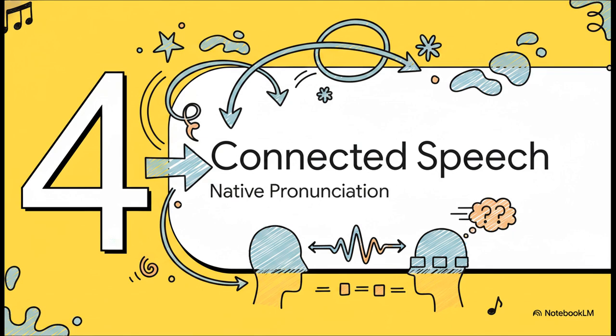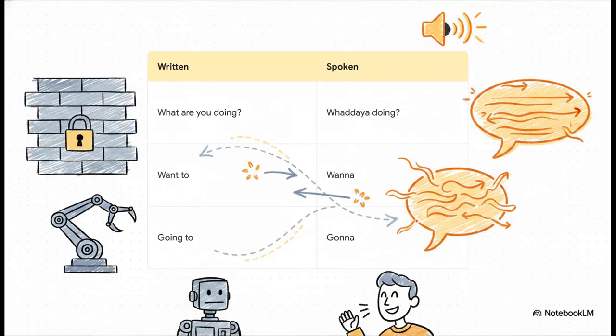All right, on to part 4, mastering connected speech. This is, for sure, the secret to native pronunciation. Have you ever listened to a native speaker and thought, whoa, they are talking way too fast? Well, fun fact, it's actually not the speed that's throwing you off. It's connected speech. There's a huge difference between written English and real spoken English.